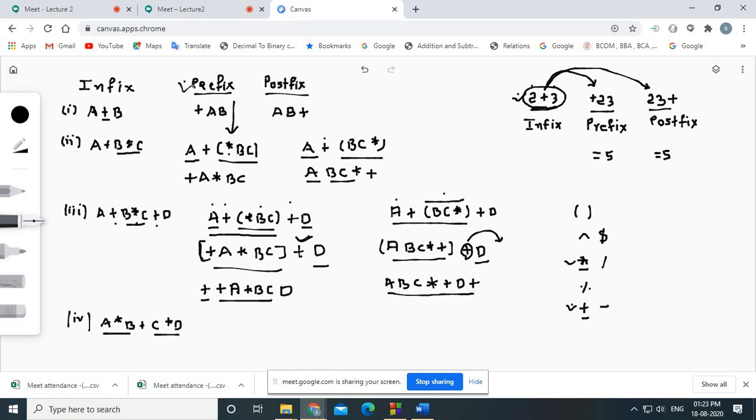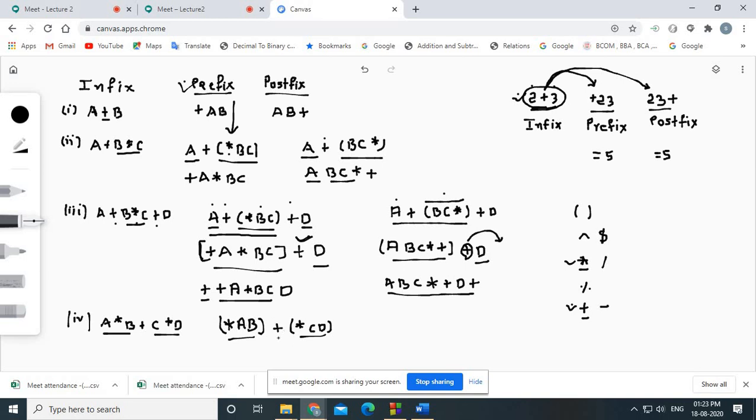Now we are talking about prefix. In the prefix, the operator will come first. So if we are converting A star B into prefix, what will be the answer? It will be star AB, right? And if you are converting C star D into prefix, then the answer will be star CD, right? And between these two, what we have is a plus sign. Now we are converting into the prefix. Here you have the first operand, this is the second operand, and the operator is in between, right? So in the prefix, we need to write the plus sign first.